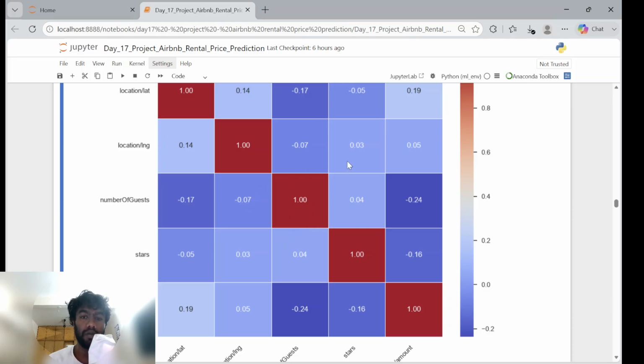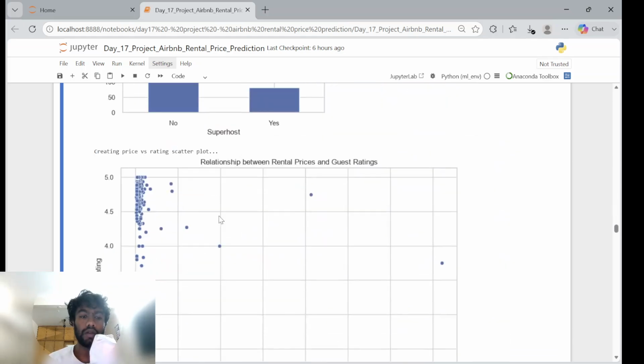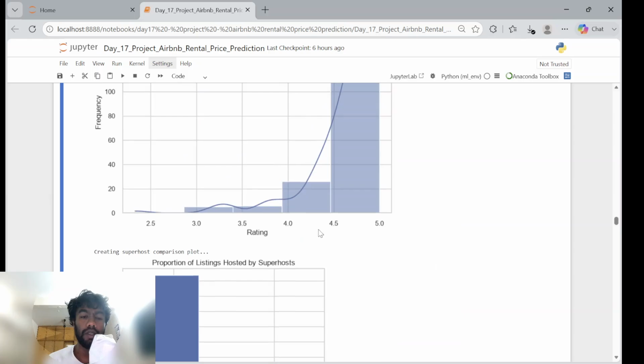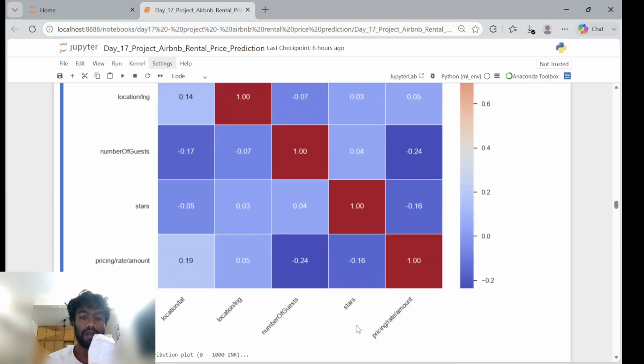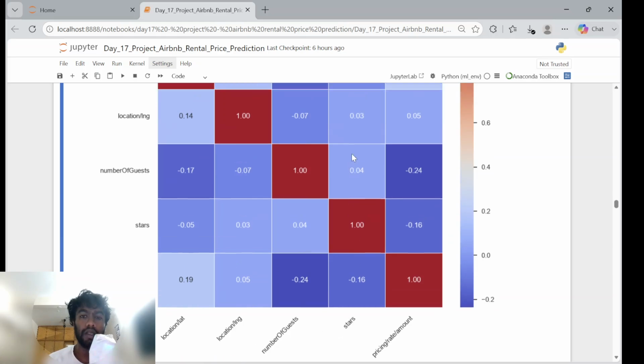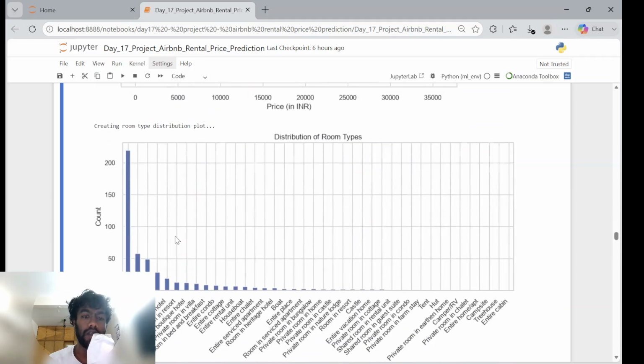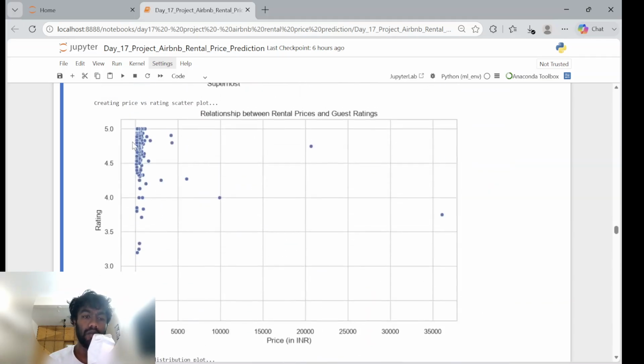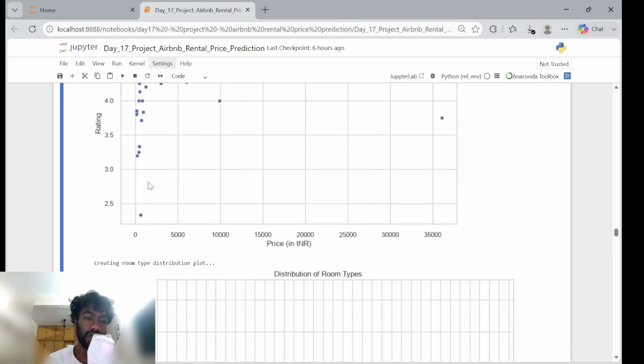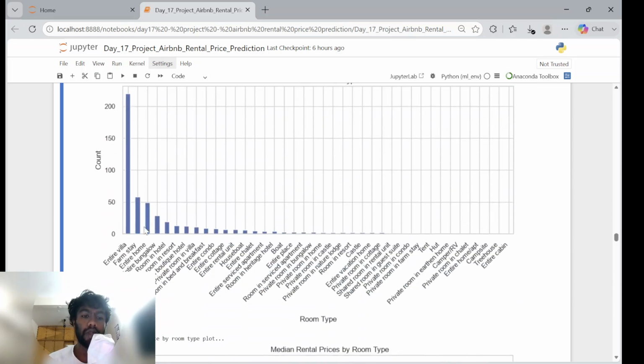see here about this is with respect to guest rating, which is number of guests and stars. So slight effect with guest rating. So not a lot of key things to take away from this graph as well. But as rating increases, there should be a price that is also increasing. That's one thing. Distribution of room times.